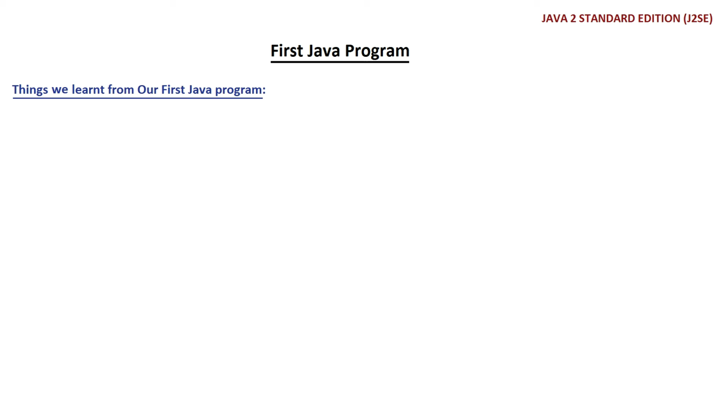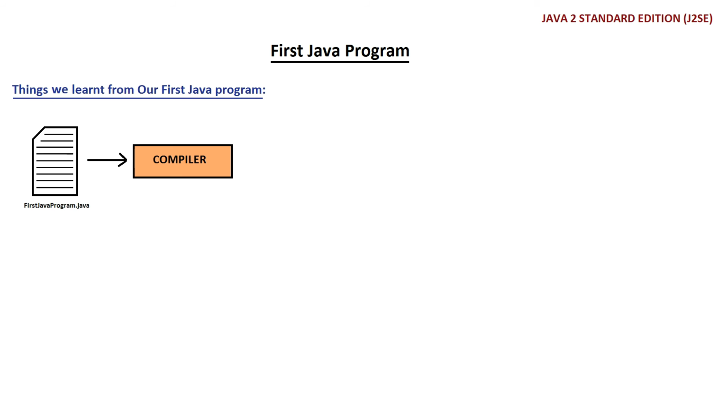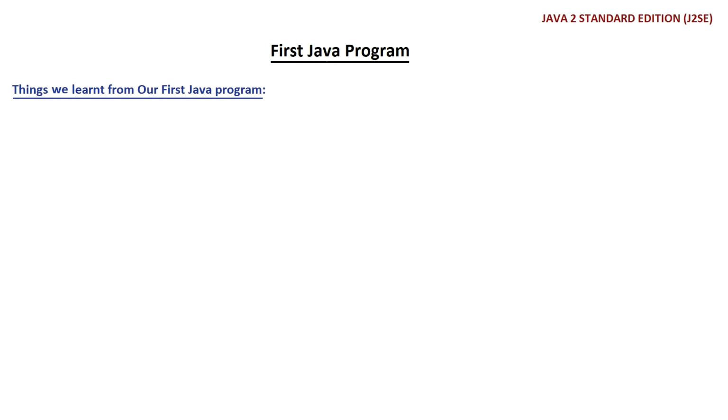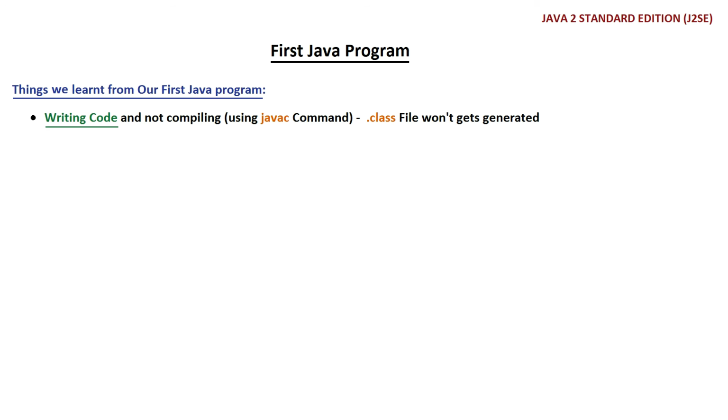Things we learnt from our first Java program. How could we create a Java file and compile it using the command javac? Once the .class file is generated, how could we execute that .class in the Java Runtime Environment and see its output? Apart from this, we also came to know about other scenarios, like writing code and not compiling using the javac command, the .class file won't get generated. So, writing code and directly executing for output, that is, using the command java.